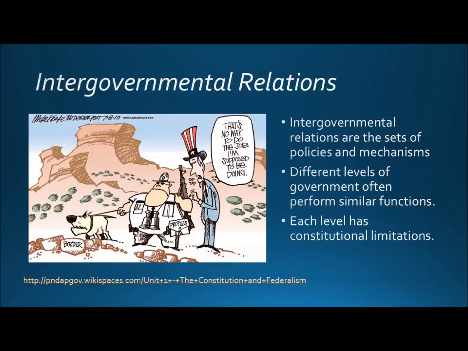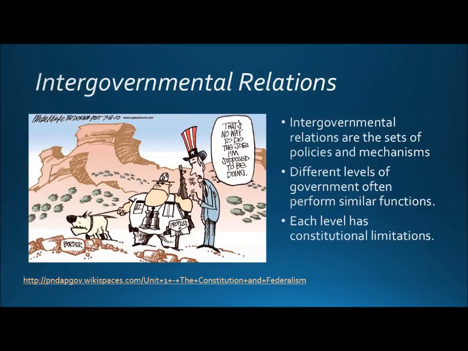This cartoon illustrates intergovernmental relations. As the character is saying, that's no way to do the job I'm supposed to be doing. And they're looking at the border, the U.S. border. Intergovernmental relations are the sets of policies and mechanisms. They represent federalism in action.